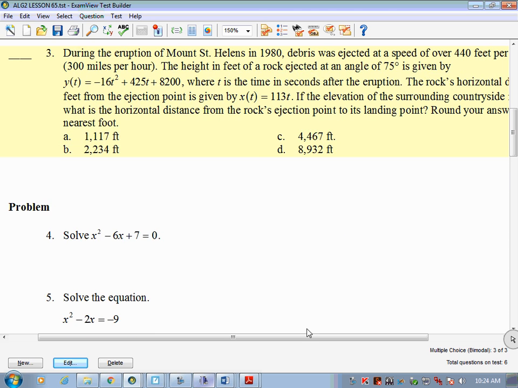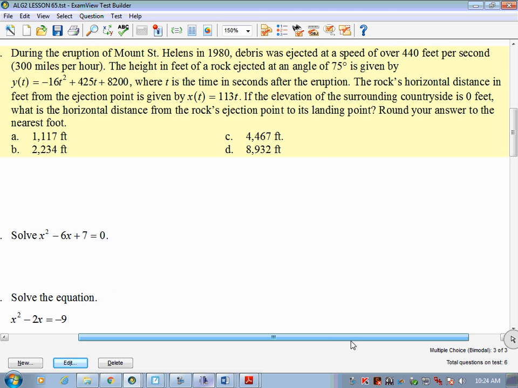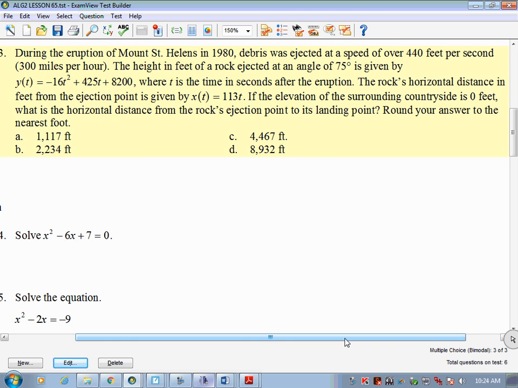All right, let's look at question number 3. We've got a word problem here. We want to be able to put this into the quadratic formula, which was negative b plus or minus the square root of b squared minus 4ac all over 2a, correct? Okay, let's look at this closely.